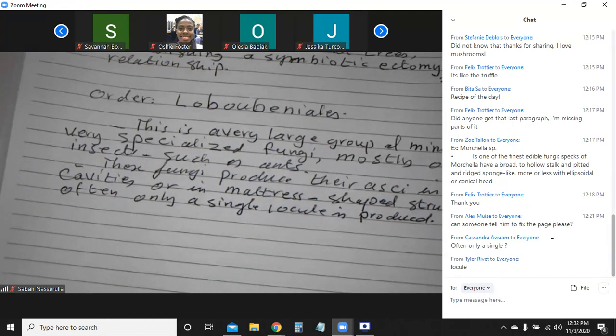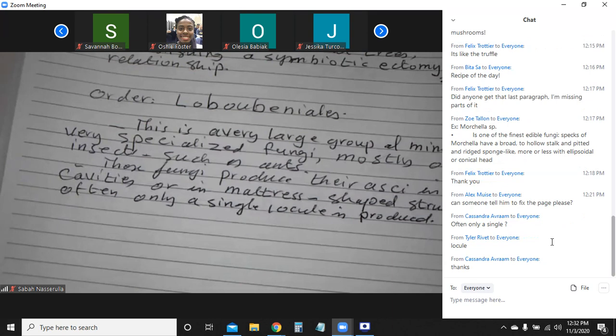Now going to move to the other class or subphylum, Dikaryomycota, basically the Basidiomycetes.